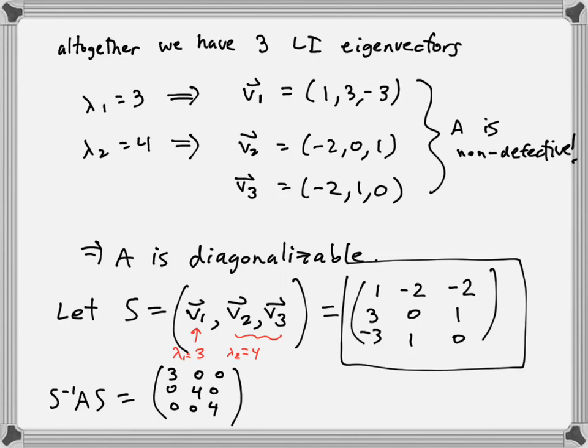Okay, I am not going to verify this, but if you wanted to, you could find the inverse of S. We know that that takes work, right? But you could find the inverse of this matrix S and then multiply S inverse times AS, and you will get this diagonal matrix. So this will be the diagonal matrix that is similar to A.